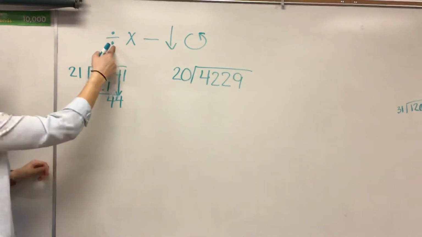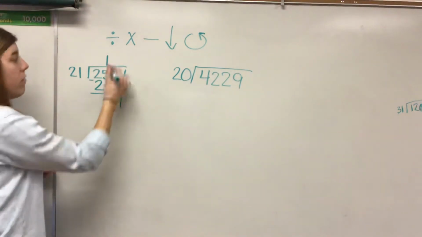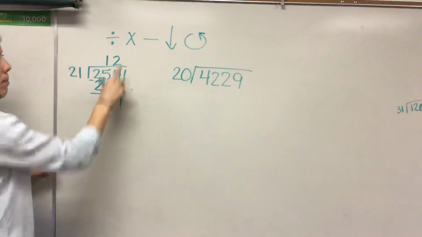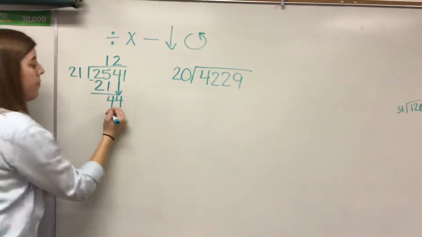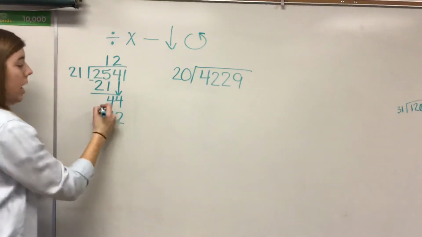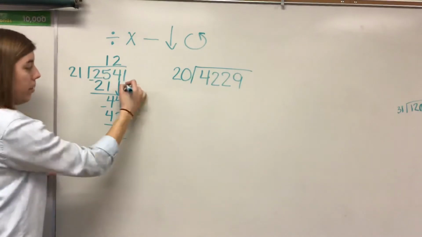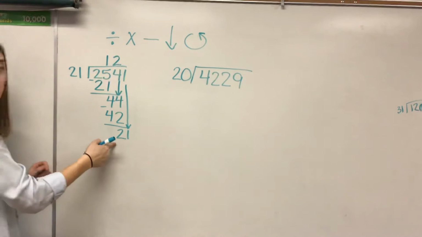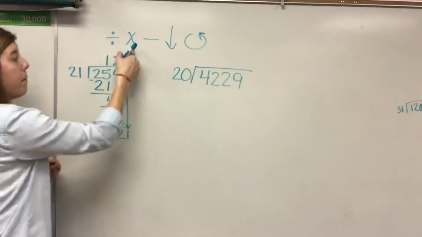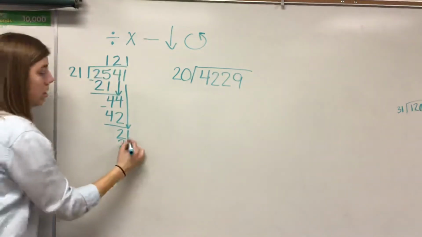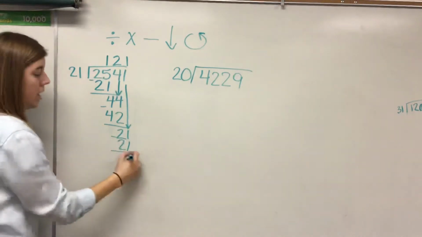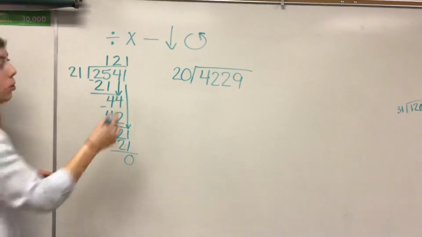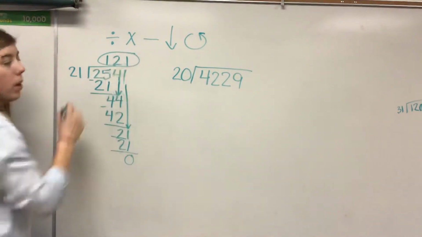Okay, now we're back to divide. How many 21s can go into 44? That would be 2. Multiply. 2 times 21. Subtract. Bring it on down and bring it on back. How many 21s can go into 21? 1. Multiply. 1 times 21. Subtract. Nothing else to bring down, so we're going to circle our quotient, 121.